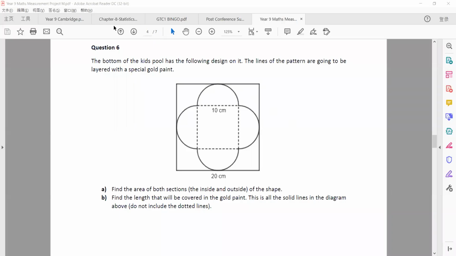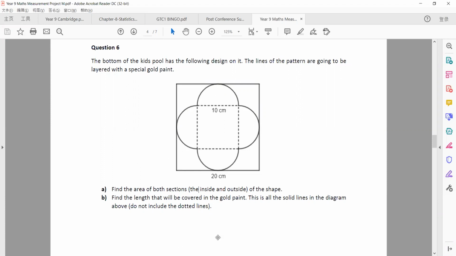Hello guys, let's continue with our measurement project. So for question 6, we have this shape. That's the bottom part of the kite pole, and it asks you to get the area of both sections. So I think that's the area inside this part.